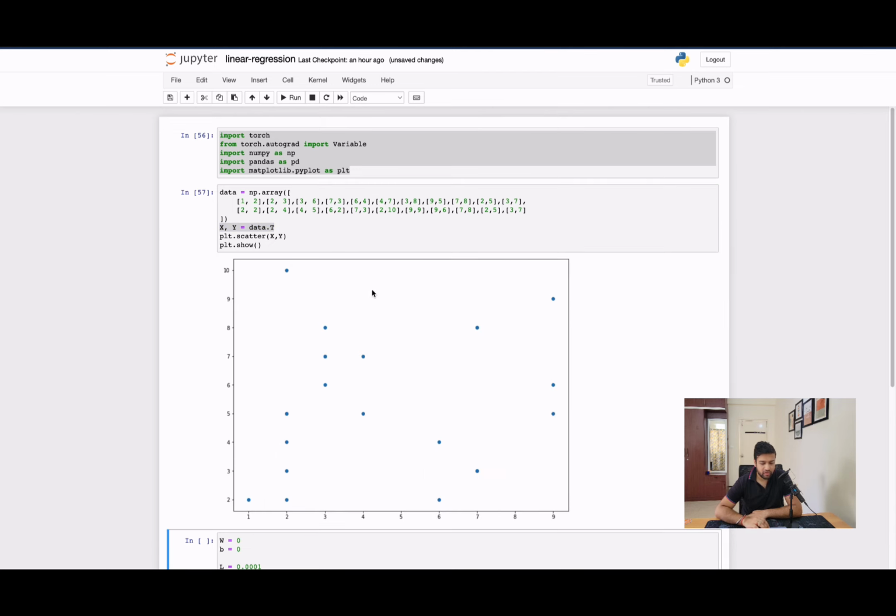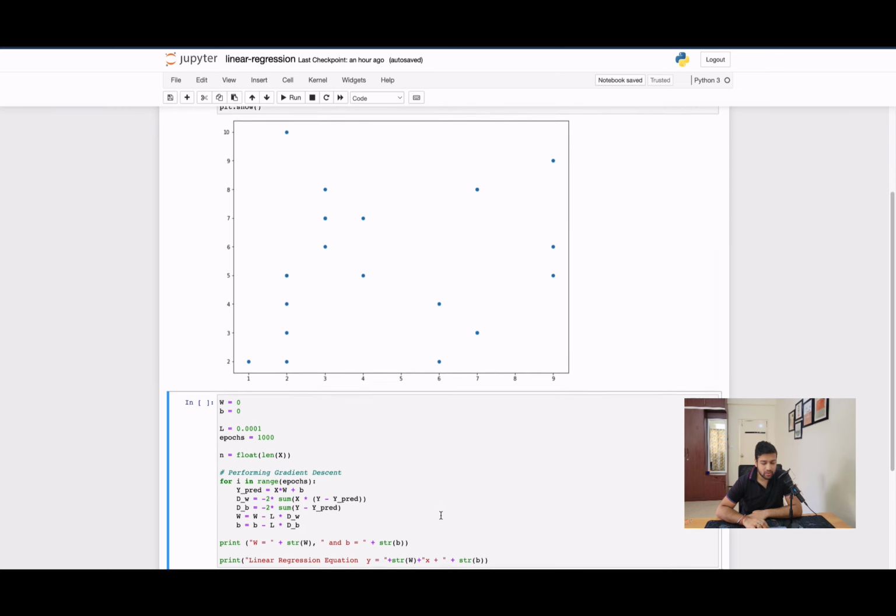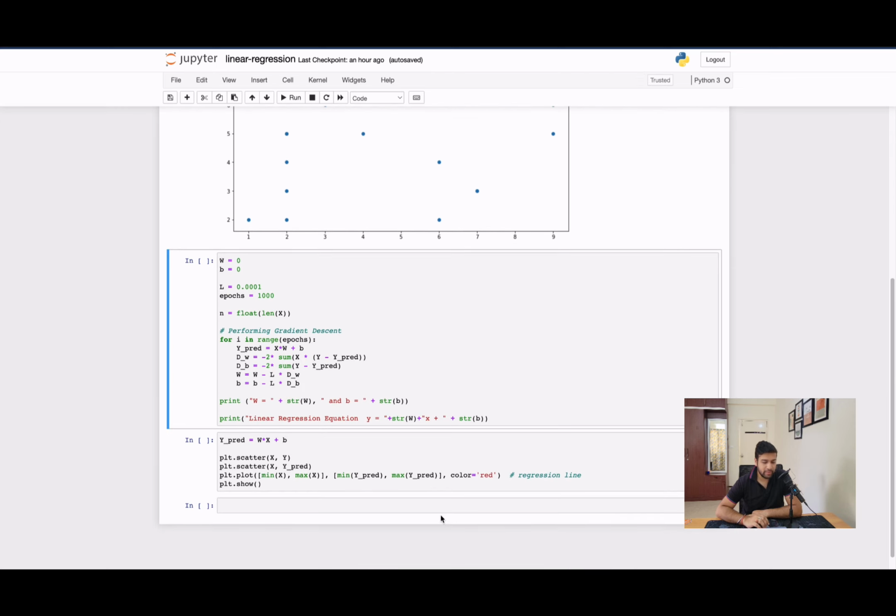There are a fairly few points in the upper half of this plot and a few points in the lower half. Now let us go to our linear regression implementation. As we discussed, there are two parameters in linear regression, one is the weight and the other is the bias. I've initialized both of them to 0.